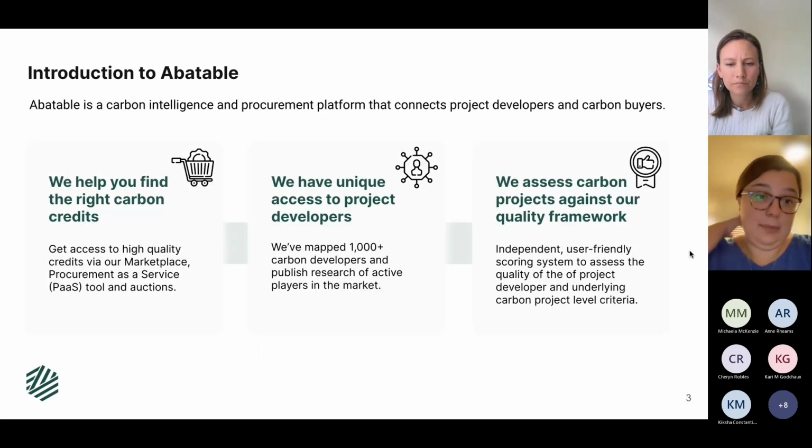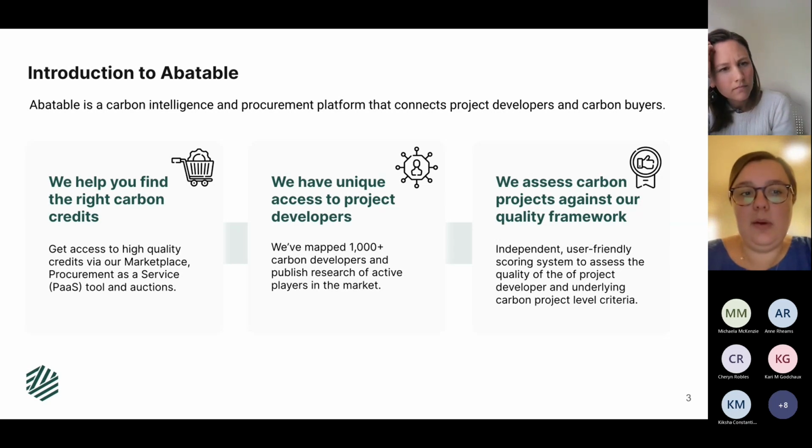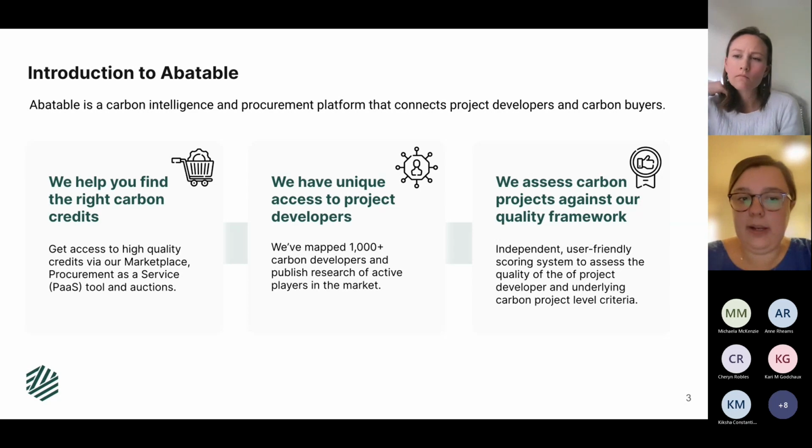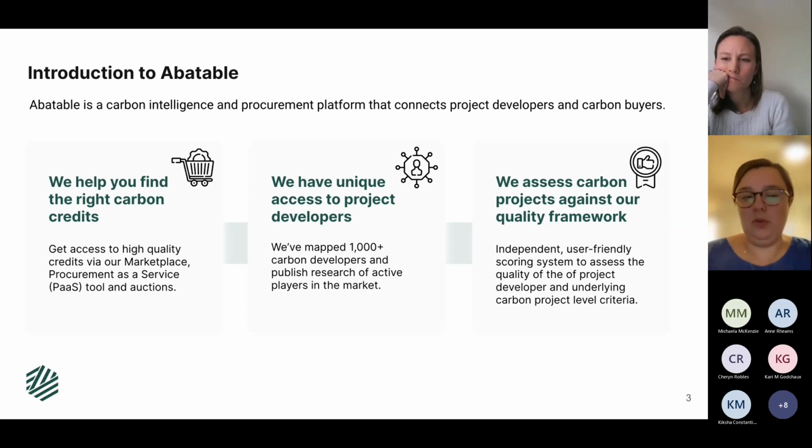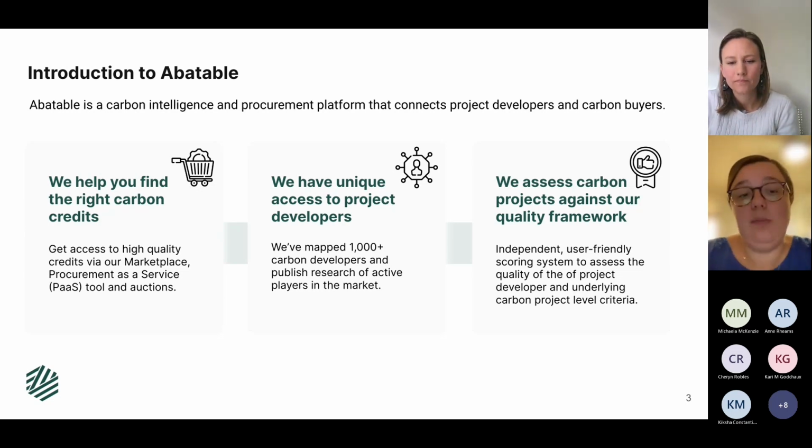A little bit about Abatable. We're a carbon intelligence and procurement platform. So what we do is help companies, cities, and organizations find the right carbon credits via 2 tools, and one I'll be showing you soon. One of them is our marketplace, which I'll give you a demo of. And then we also have a procurement as a service tool, so we basically automate RFPs, which is a way to gather credits.